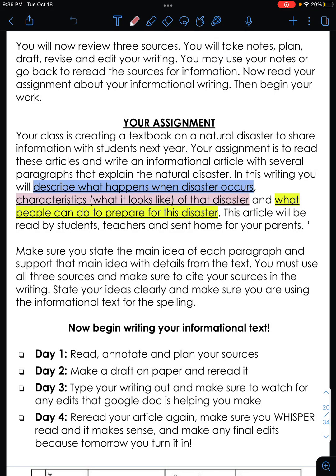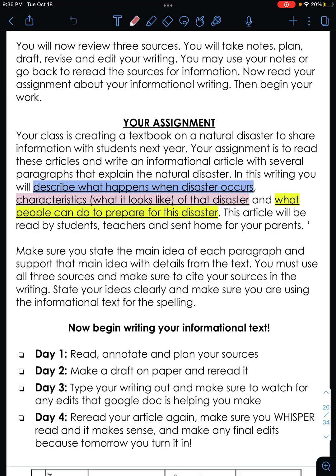Okay, boys and girls. So last week we did some writing. We did a writing activity, and we're getting ready to work on our informative essay. Okay, our informational essay. So with that, we're given this informational text.